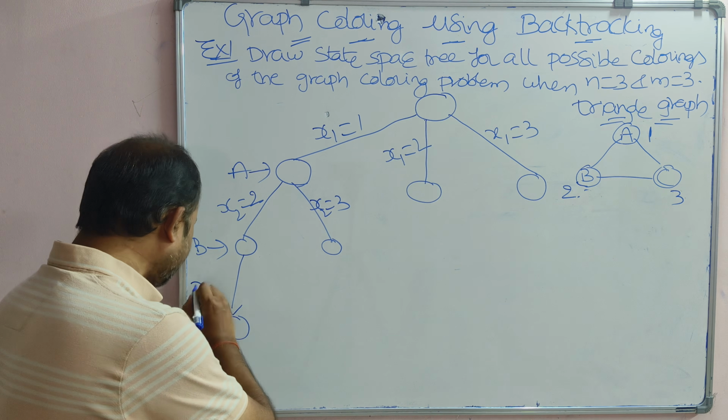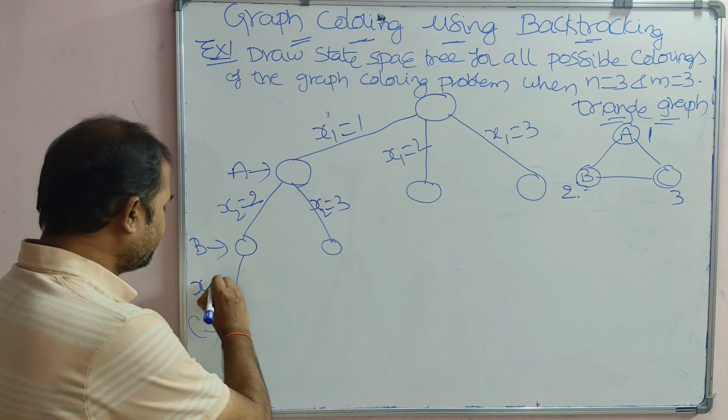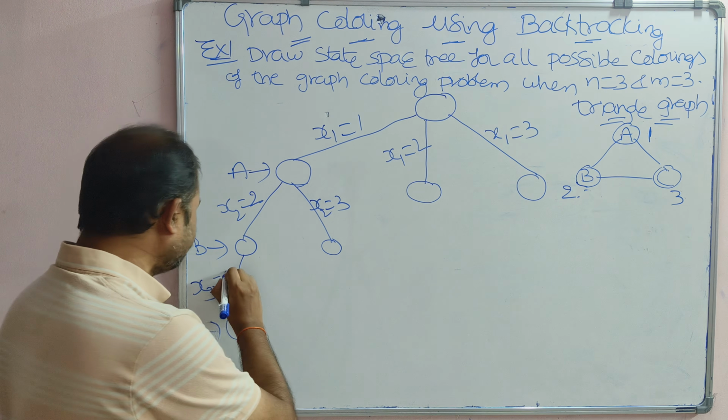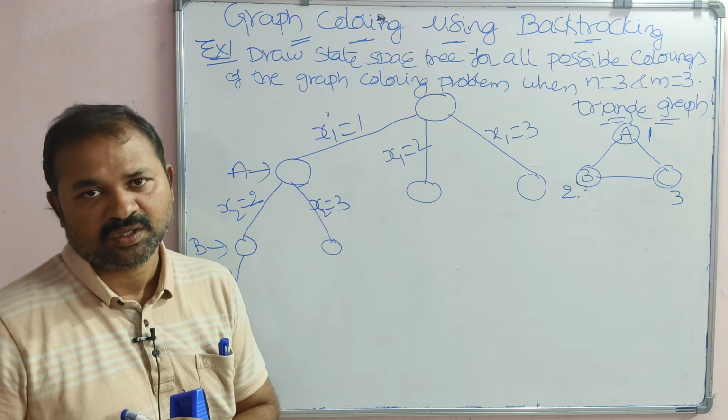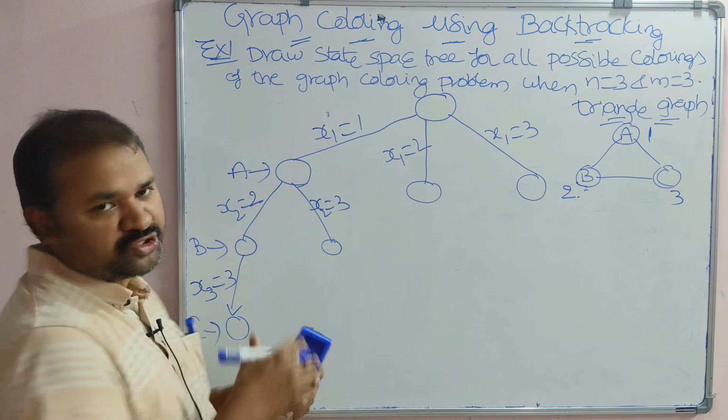So now, here the solution vector is x3. x3 equal to, we are using which color? 3 color. So this is one solution.